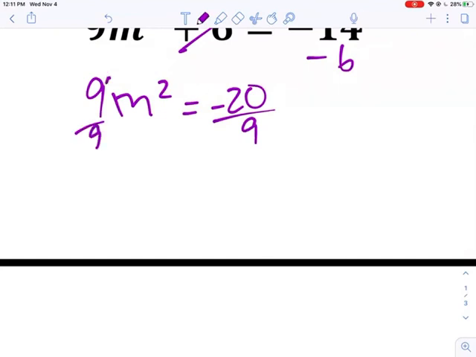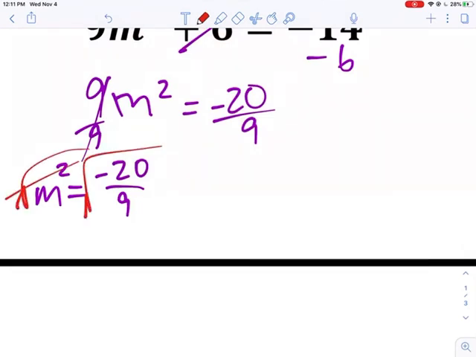Divide that by 9. And m squared equals negative 20 divided by 9. And then we square root to get rid of the squared. But we got a square root over here. So now we have m equals positive and negative square root of, and I can break it down into 2 separates, negative 20 divided by square root of 9.